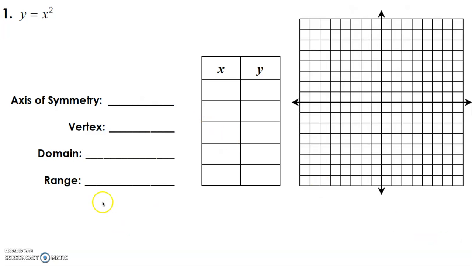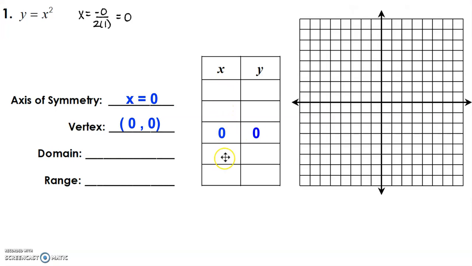So first, we have y equals x squared. First thing we need to do is find the axis of symmetry. So negative b is 0 here, over 2a, which is 2, is equal to 0. That means our axis of symmetry is 0. That also means the x value of my vertex is 0. I now use that 0 to plug in and find the y. Well, 0 squared is 0, so the y value of my vertex is also 0.